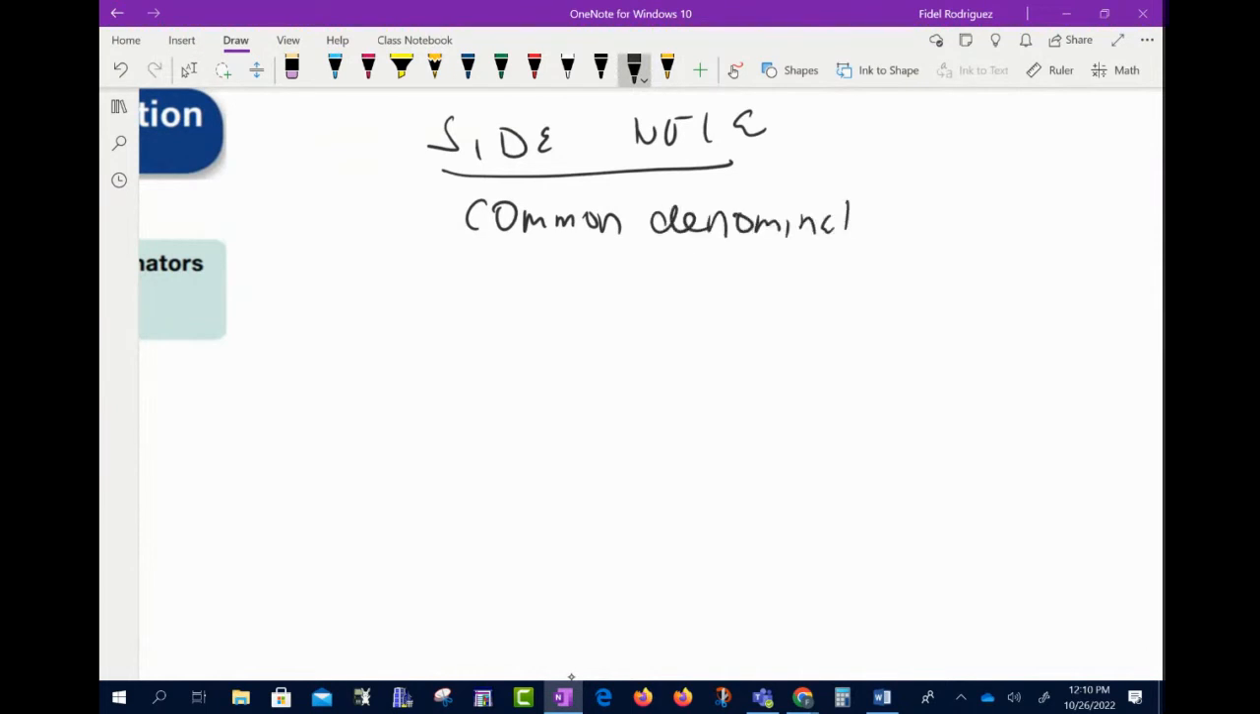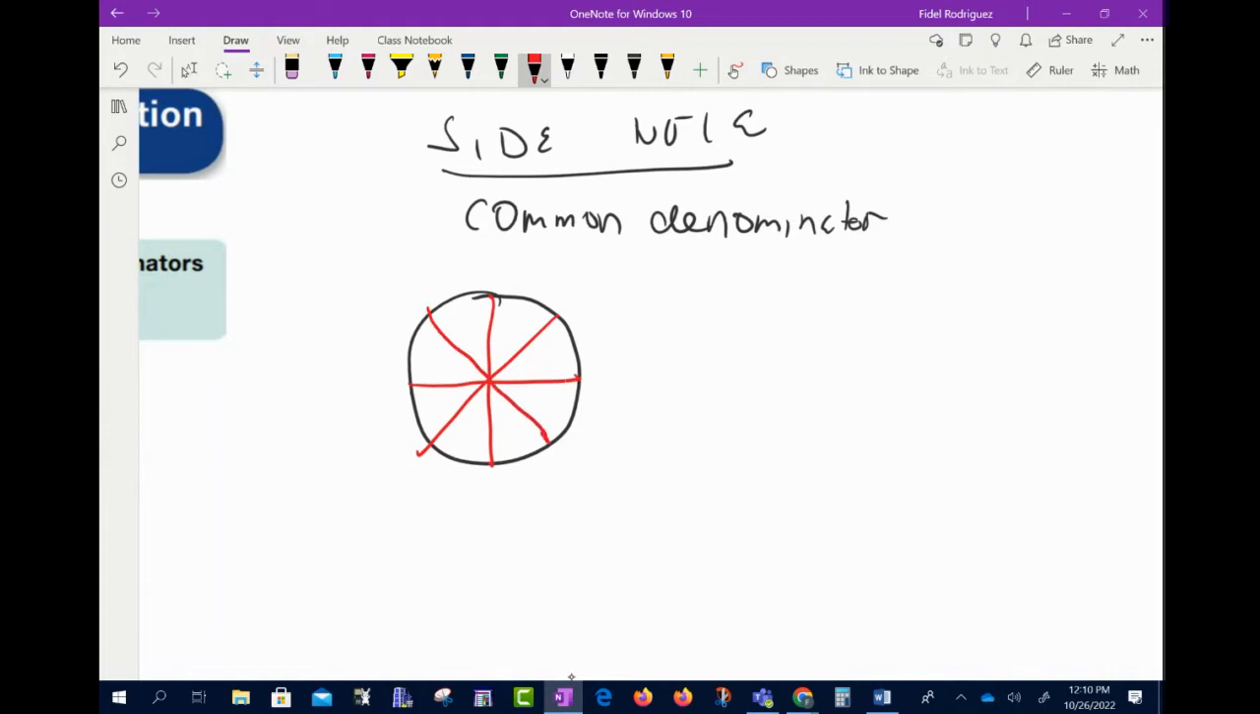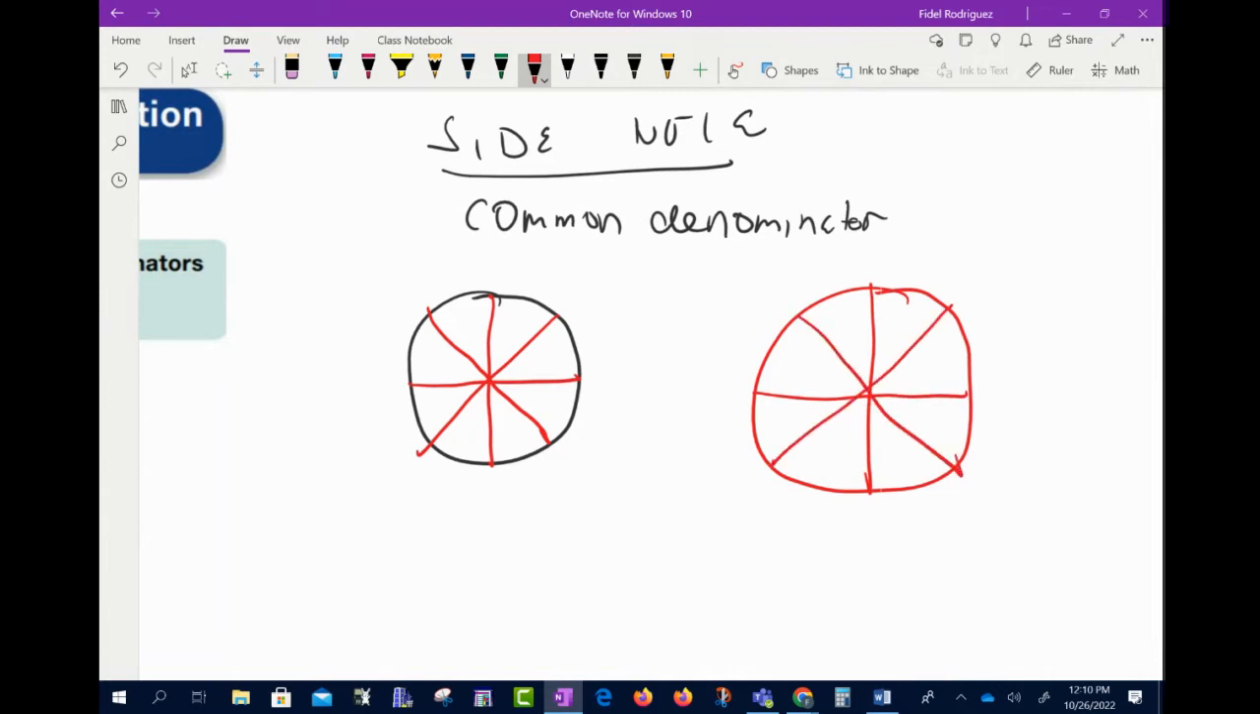a common denominator, okay? So what I mean by that, y'all, is if I have a pizza here, and a lot of times in math for fractions, we use pizzas as our examples because it just makes it a little bit easier. Okay, and I'm going to do the same thing over here. And these pizzas are supposed to be of equal size. Okay, so I'm going to use kind of a purple color. So I have 1, 2, and I have 1 over here.